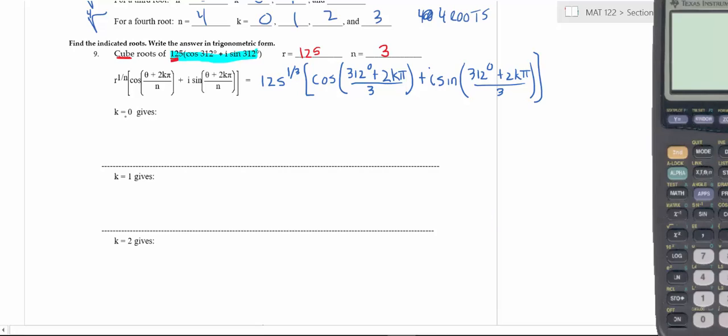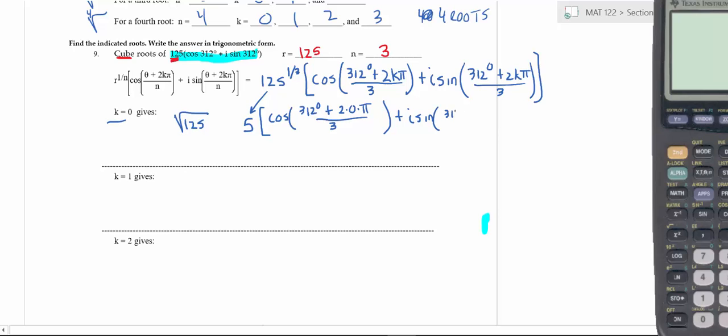Okay, so we're going to let k be 0 to start with, and we're going to work this out. So first thing we're going to do is the cube root of 125, which of course is going to be 5. So when I bring this down, I'm going to get 5. Then I'm going to do the cosine of 312 degrees plus 2 times 0 times pi over 3 plus I times the sine of 312 degrees plus 2 times 0 times pi over 3.